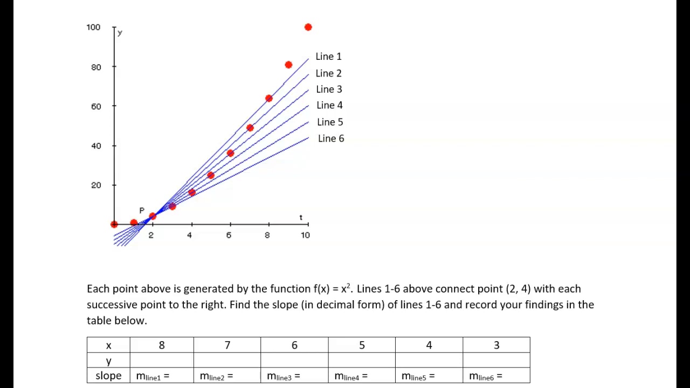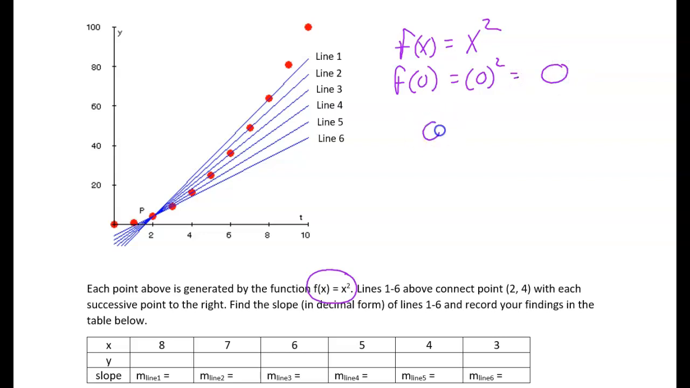Okay, so let's take a look at what we have here. It says each point above is generated by the function f of x is equal to x squared. So each of those little red points is generated by that equation. For instance, if I take my function f of x, you don't need to write this, I'm just showing you something. But if I take my function and I plug in 0 for x, I will get 0. And that means that the x value is 0 and the y value is 0, and therefore we have that point right here.